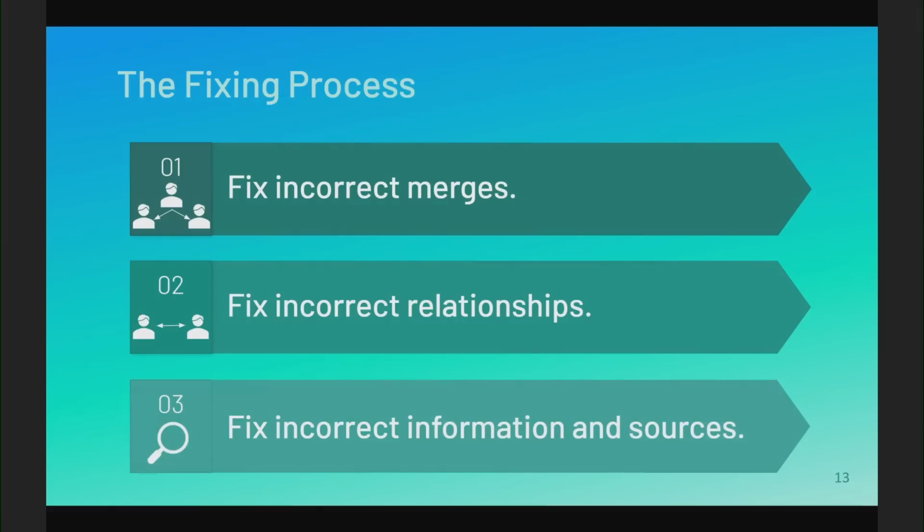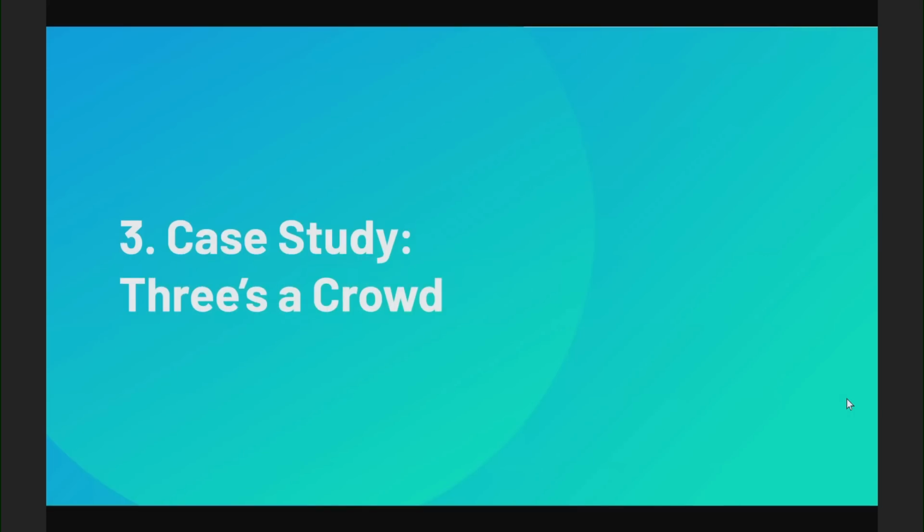The last step, once you've fixed the bad merges and fixed the incorrect relationships, is to go through every profile that was part of the mangle and fix the incorrect information such as birth, marriage, death, and also detach any incorrect sources and add any necessary sources. So that is the very simple fixing process. This is in the syllabus. Let's now see how this applies to an actual case study.